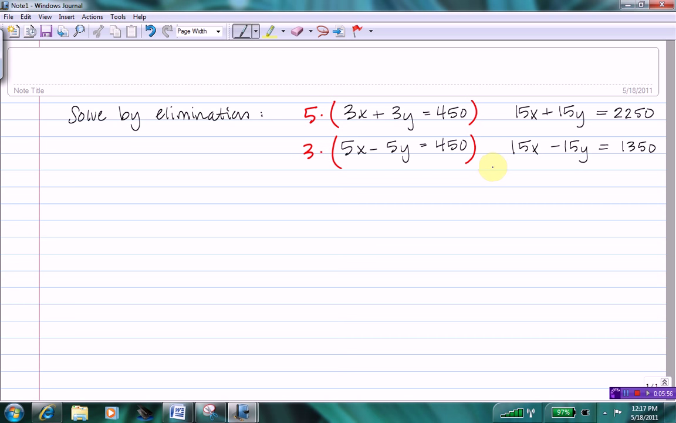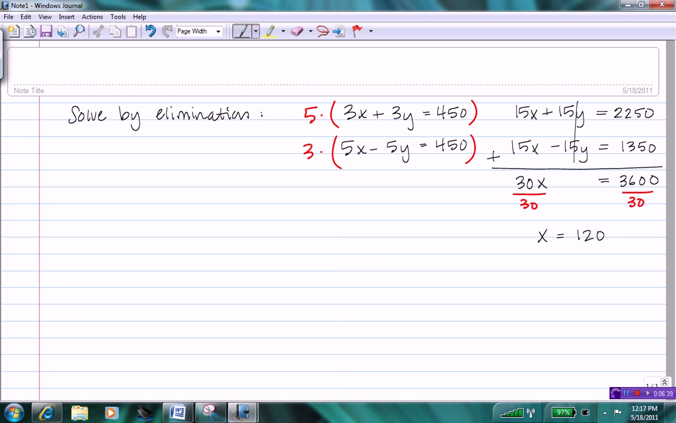Now I'm going to continue the elimination process by adding down. When I add 15x plus 15x, I get 30x. When I add 15y minus 15y, that variable is eliminated because that equals 0. And when I add 2,250 to 1,350, I get a result of 3,600. Now I'm going to solve this equation for x by dividing each piece by 30. And I get a result of x equals 120.